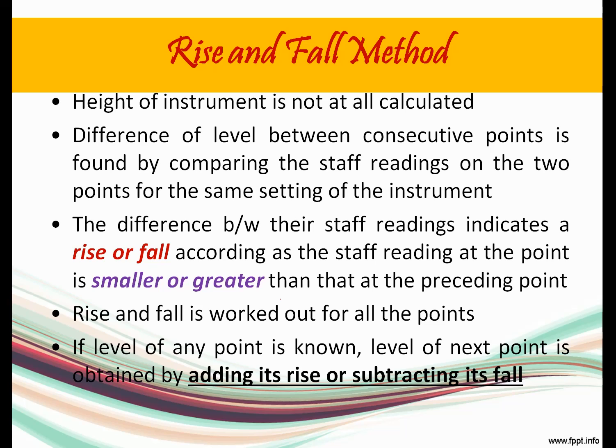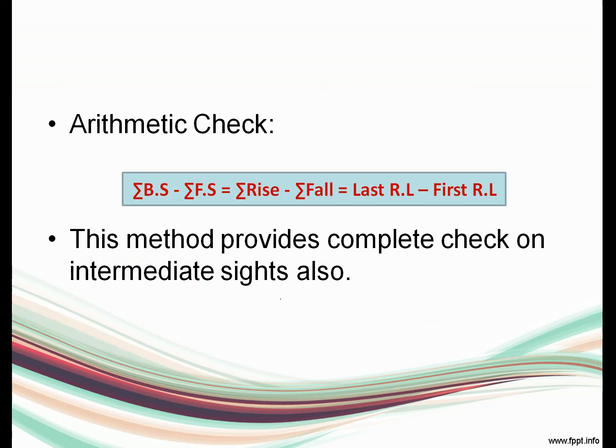This rise or fall will depend upon whether the preceding reading is smaller or greater than the following reading. If the preceding reading is greater than the following reading, then it will be recorded as a rise, and if it is the other way, then it is recorded as a fall. After working out all the rises and falls, we can find the level of any point; that means the reduced level of an unknown point is found by either adding the rise or subtracting the fall. So this is the procedure adopted for the rise and fall method.